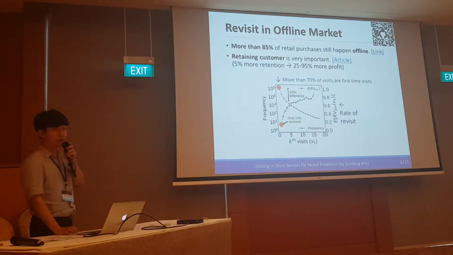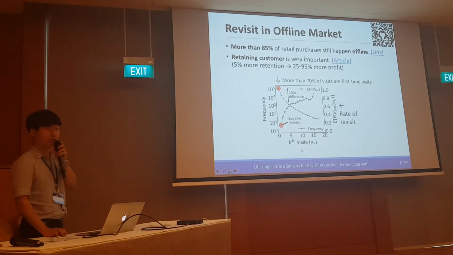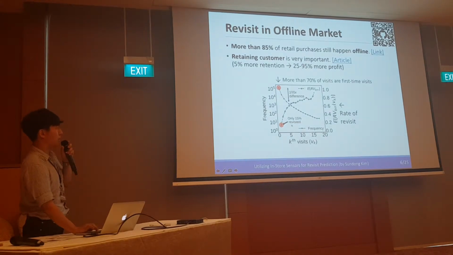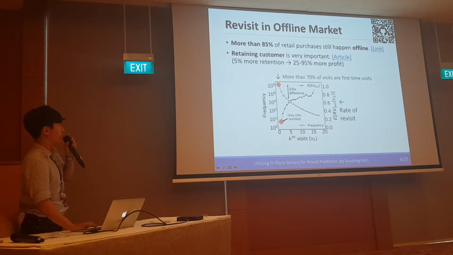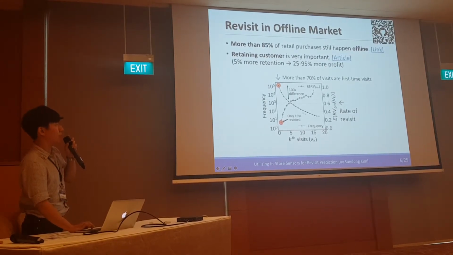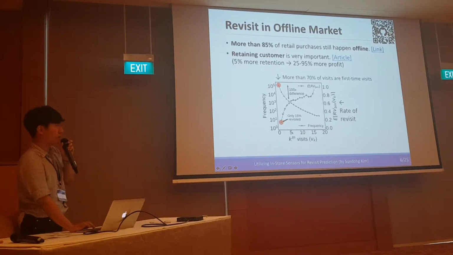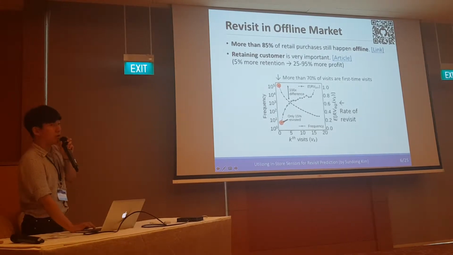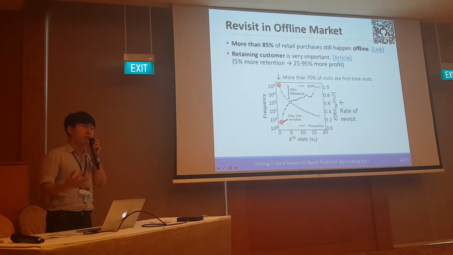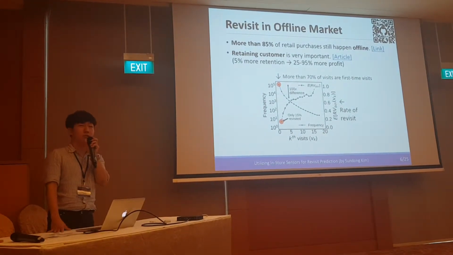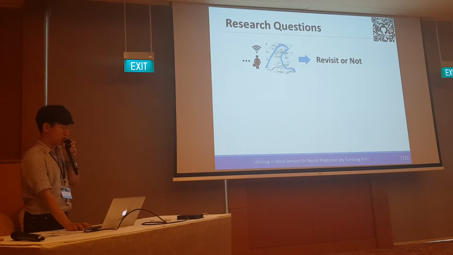These are some statistics from our data set. The x-axis is the number of visits. Only 15% of the first-time visitors revisited in our data set, and more than 70% of all visits come from first-time visitors. However, if the number of visits is over 5, then the ratio of customers who revisit is over 50%, which means that if you make people come to your store more than 3 or 4 times, you get more benefit, right? So these are my research questions.